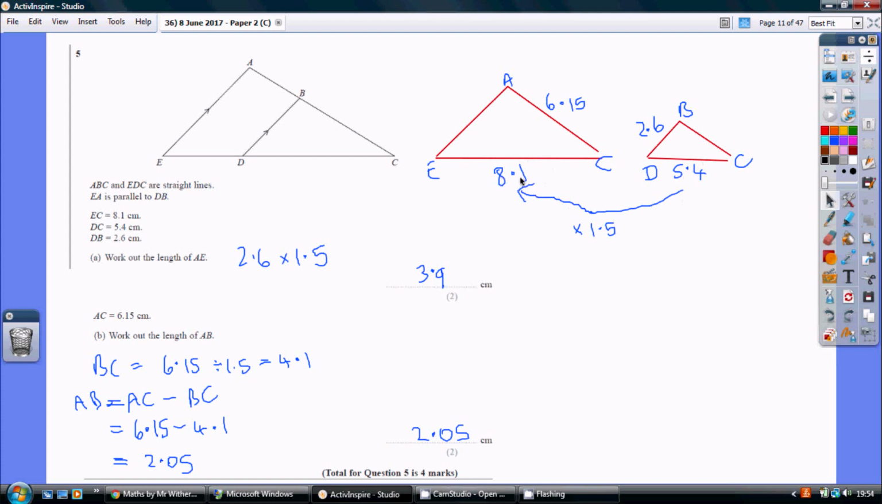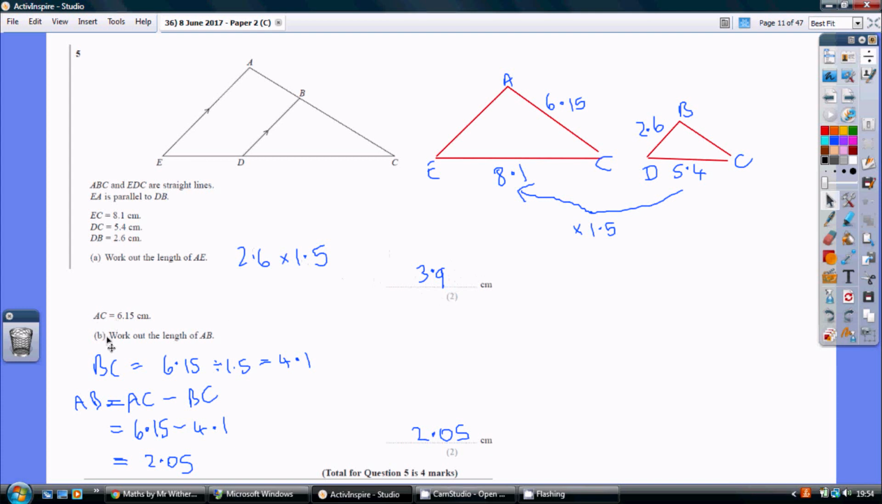Well, if I've done 8.1 divided by 5.4, I get 1.5. So basically, this shape is 1.5 times bigger than this one, or this one is 1.5 times smaller. Now for part A, we're being asked to work out the length of AE, this bigger side here. Well, we've just said it's going to be 1.5 times bigger than 2.6, so 2.6 times 1.5 is 3.9.